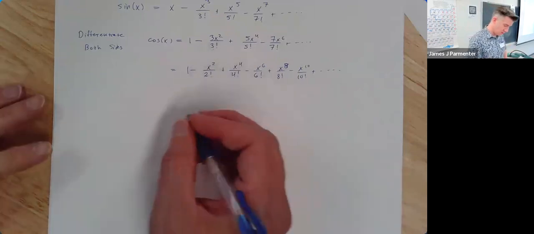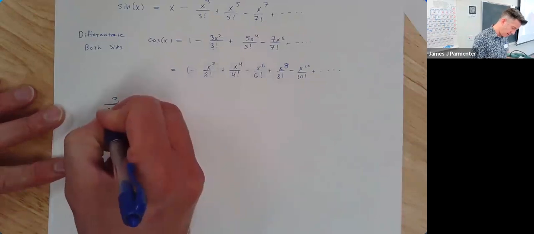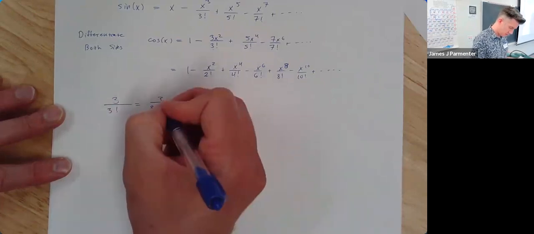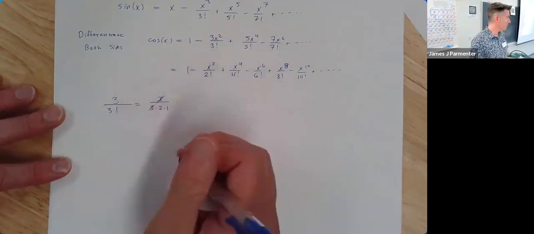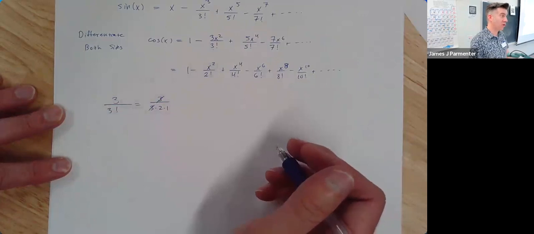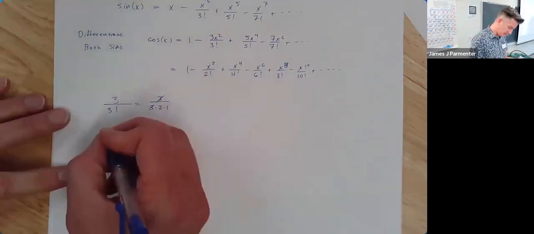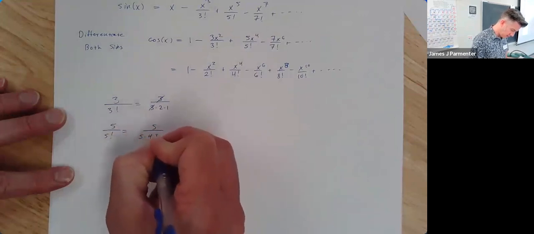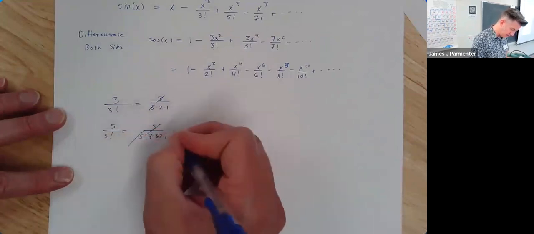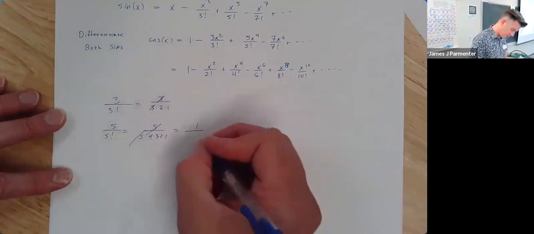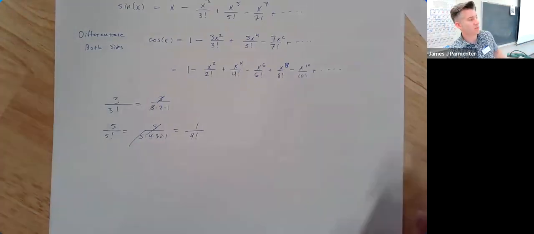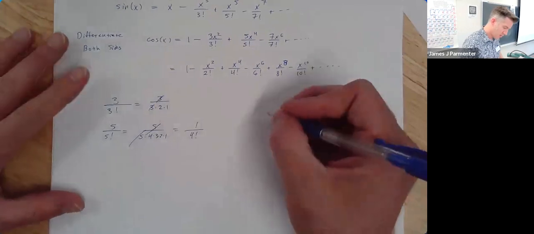Well, 3 over 3 factorial is 3 over 3 times 2 times 1. What's 2 times 1? 2 factorial, but you're right, it is also 2. And similarly, 5 over 5 factorial is 5 over 5 times 4 times 3 times 2 times 1. The 5's cancel and you're left with 1 over 4 factorial. So what's the root between the sine and cosine? Well, let me answer your question with a different observation here.